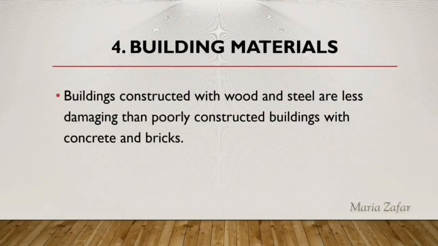Building material. Buildings constructed with wood and steel are less damaged than poorly constructed buildings with concrete and bricks. What does it mean? It means buildings constructed with flexible, earthquake-proof, shock-absorbing materials suffer less damage as compared to those made of concrete and bricks.